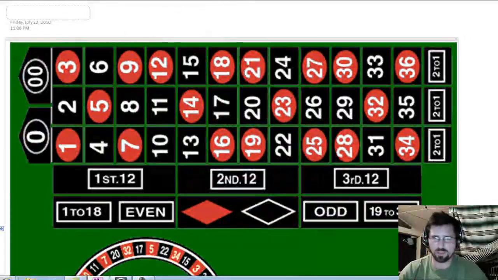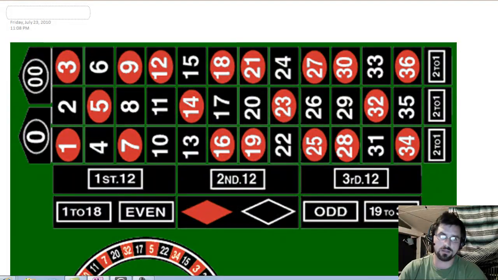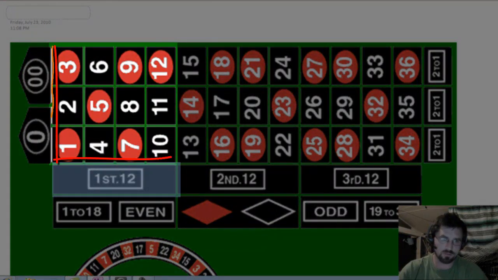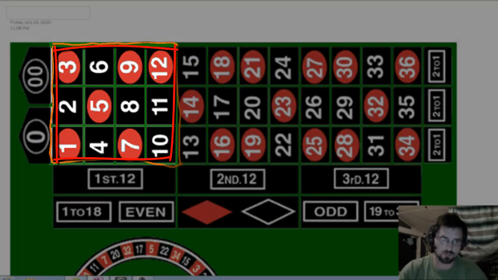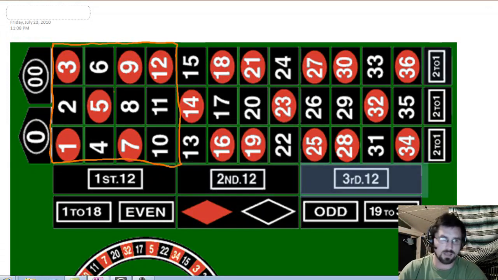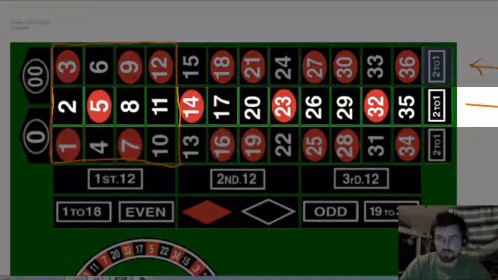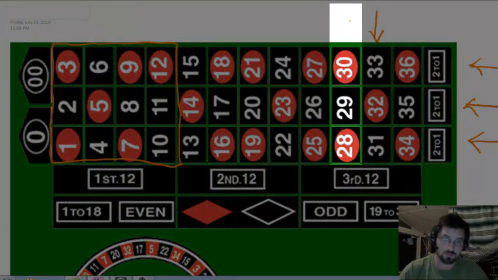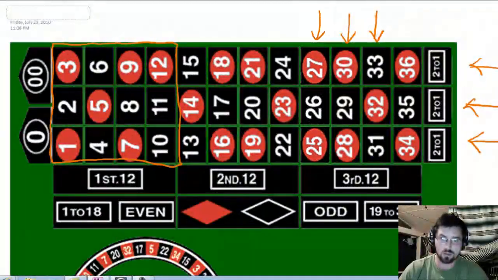If you were to play roulette for fun, maybe at a fundraiser where they had one of those casino nights, you would find that there are many different ways you can bet. You can bet on the first 12, which are all these numbers in that block. You can bet on the second 12, the third 12. You can bet on the columns, or these rows, because I have it sideways, sets of 3 numbers.